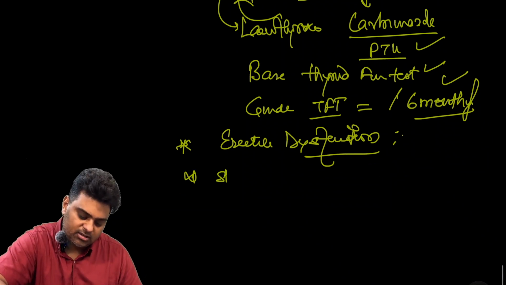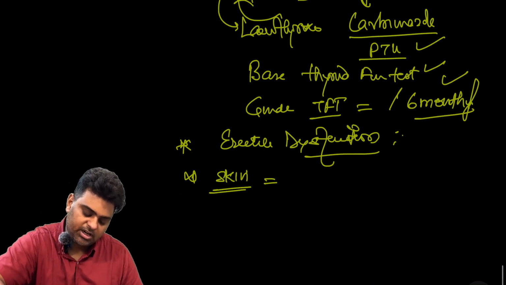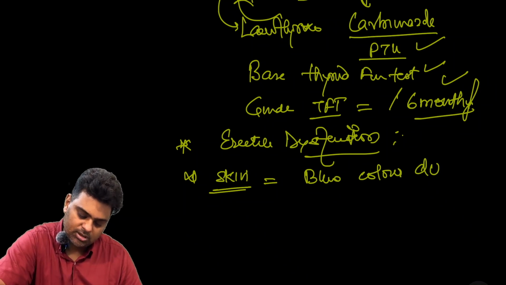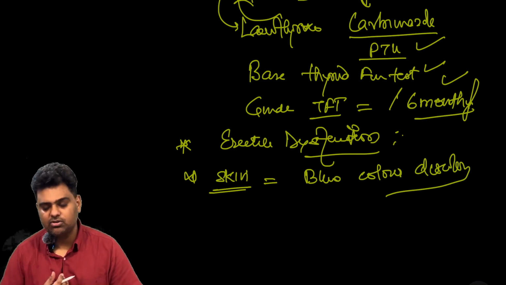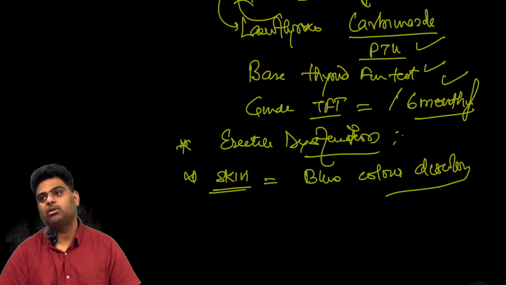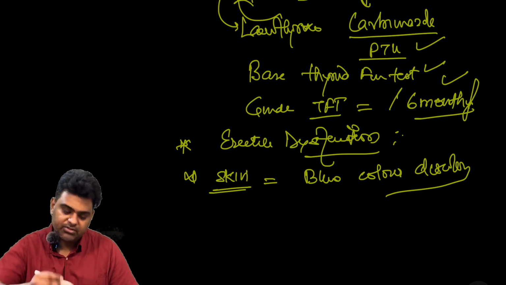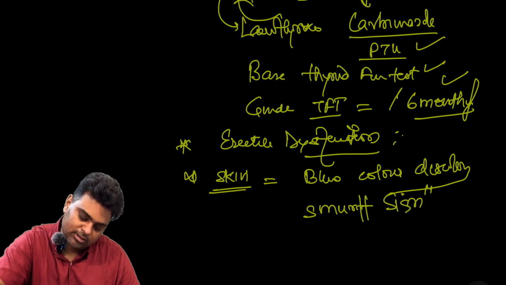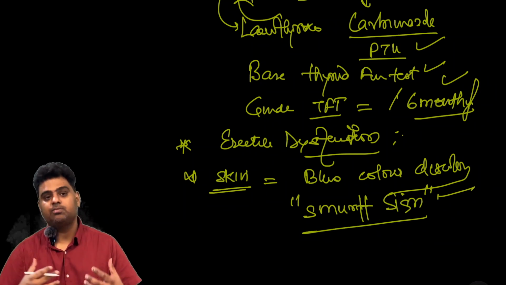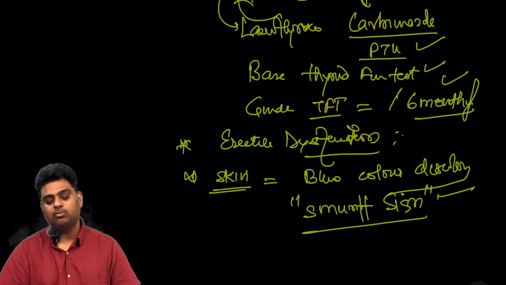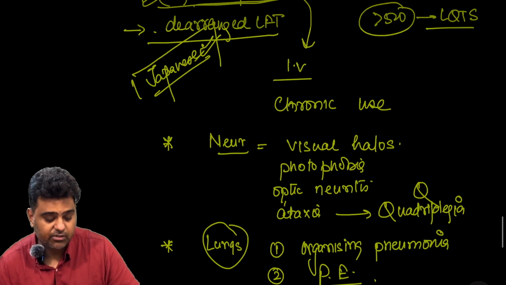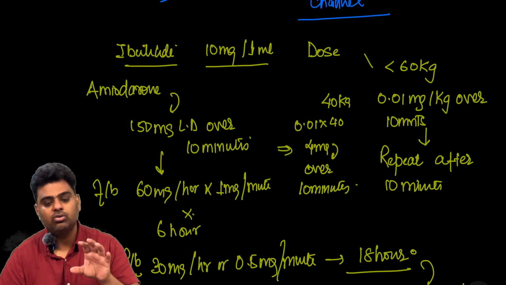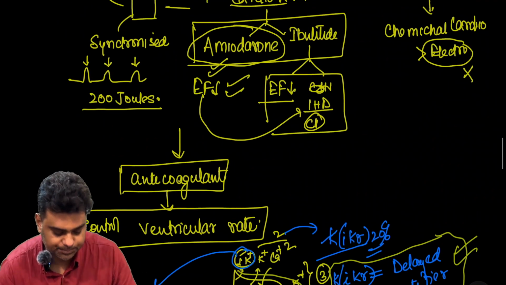And on skin, it can cause blue color discoloration, and that is known as the Smurf sign, that is blue color discoloration of the skin. So these are the side effects of amiodarone which you should know, because whenever you are starting amiodarone, you should know which baseline things you have to do.